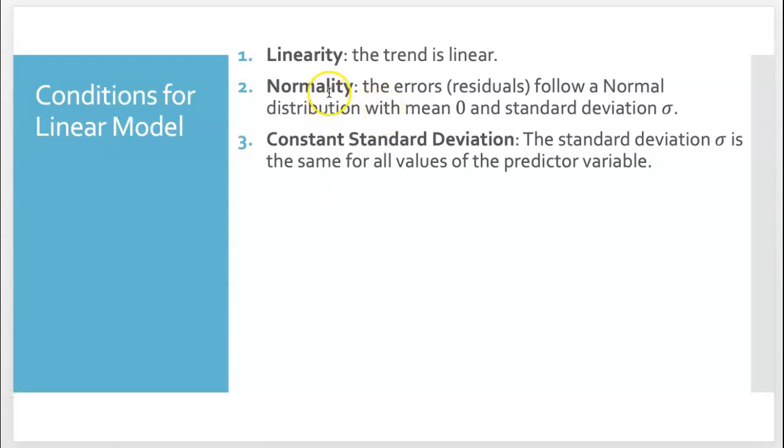Now, as far as normality goes, I showed that the mean is 0 and we have constant standard deviation, but what about normality?